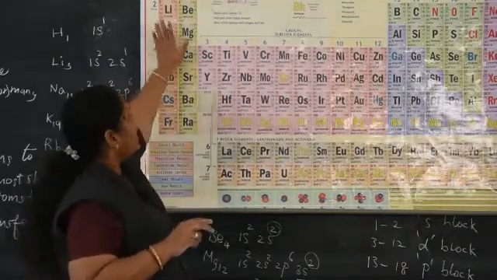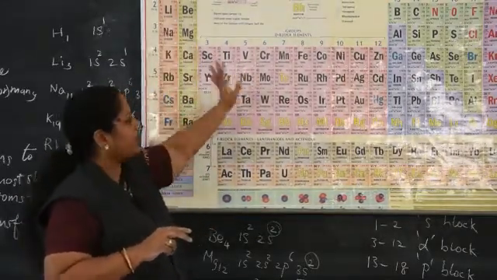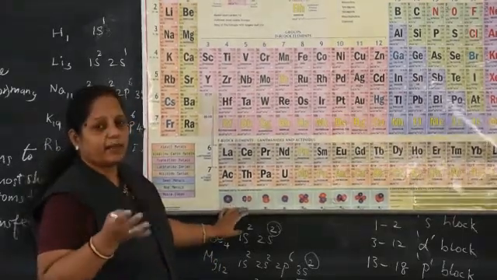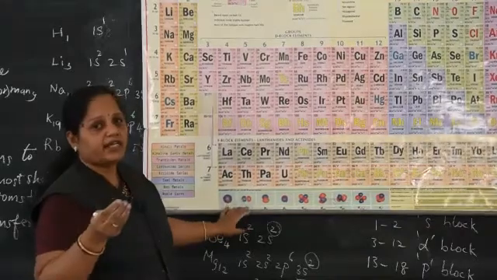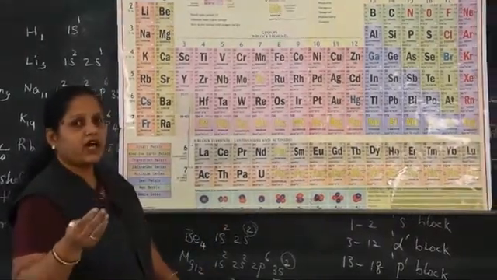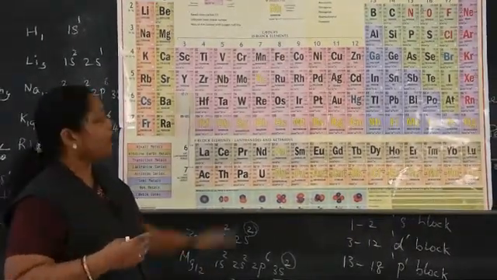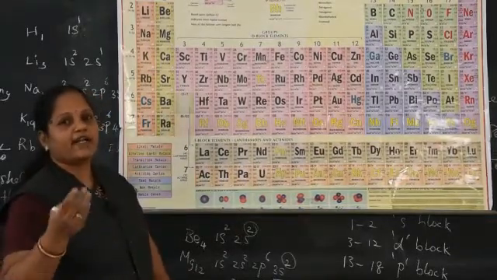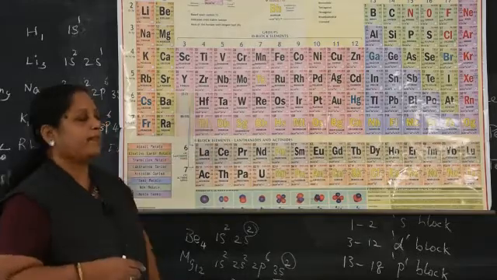Some are metal, some are non-metal, some are semi-metal. Okay, so why are they called semi-metal, or otherwise metalloid? The properties of certain elements are in between metal and non-metal. Such elements are called metalloids, or otherwise semi-metals.